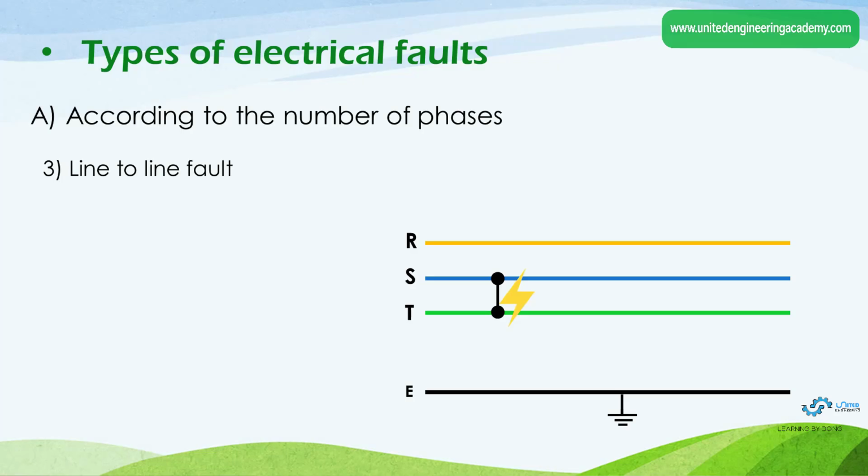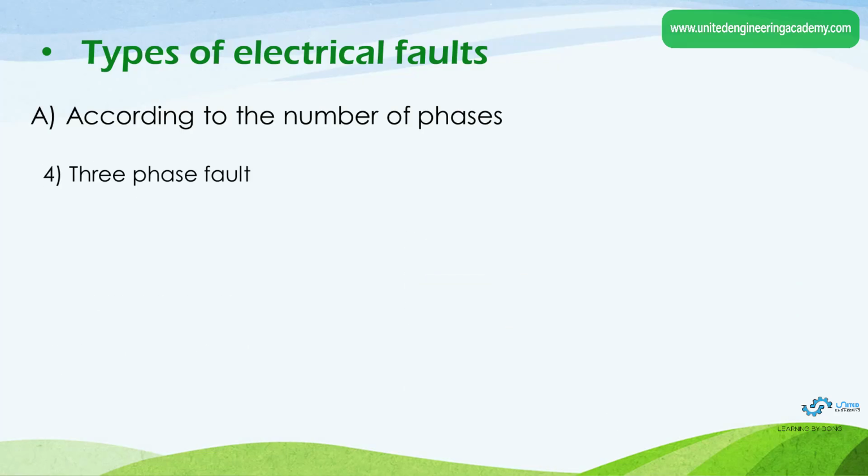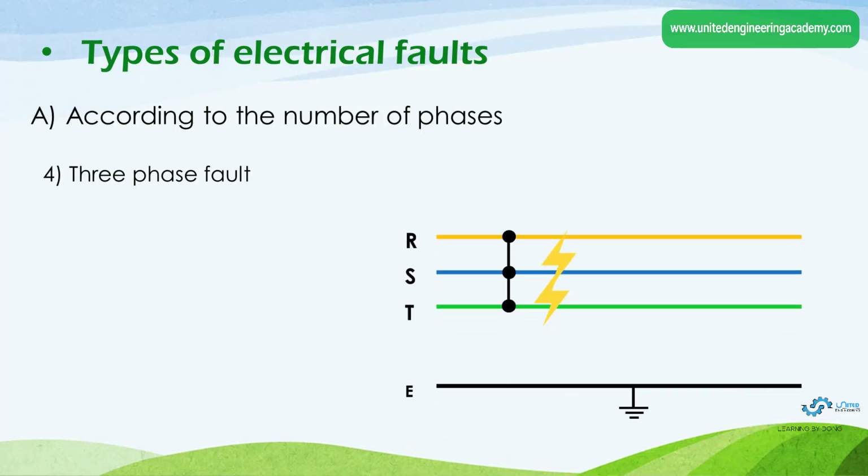Very good. Now the fourth type we have is the three-phase fault, and at that type there is a short circuit between the three phases, but they are not connected to the ground as they are just connected to each other by mistake that produces that fault condition.